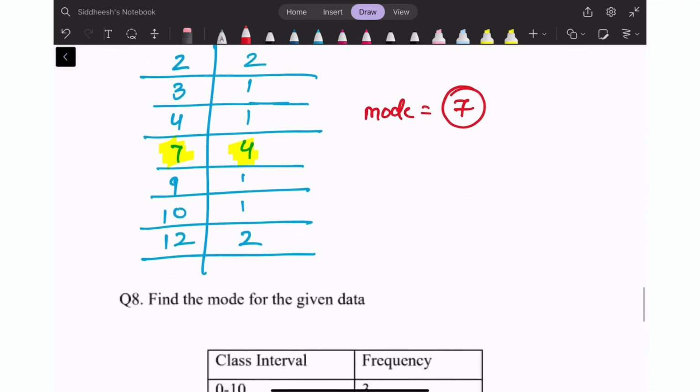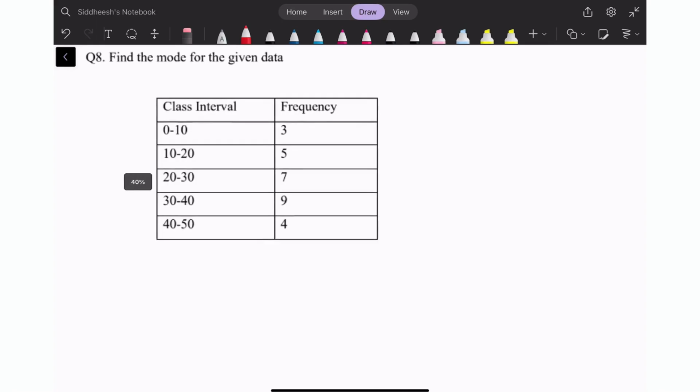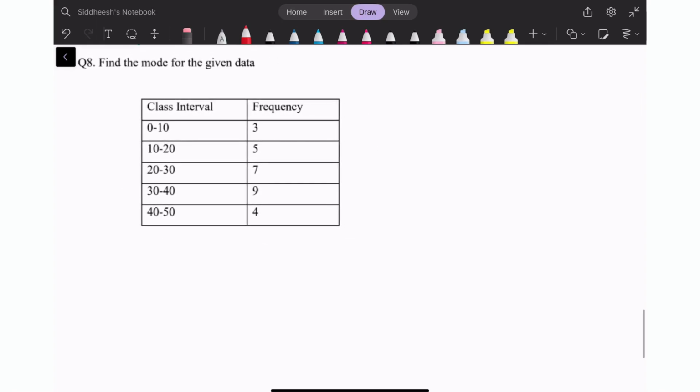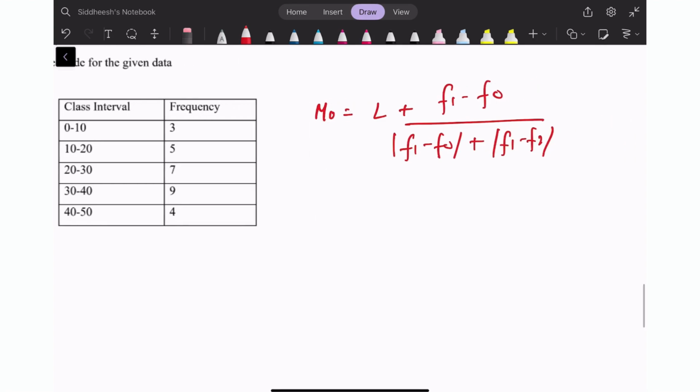Now let's take the data for the class interval. We are going a little bit advanced, but we need to learn all such things. For this part of mode, we should remember one formula. Mode is equal to L plus (f1 minus f0) upon (f1 minus f0 plus f1 minus f2) into h. Now how to remember this formula? It's a very simple trick I will give you.